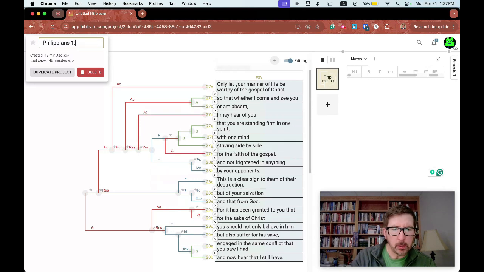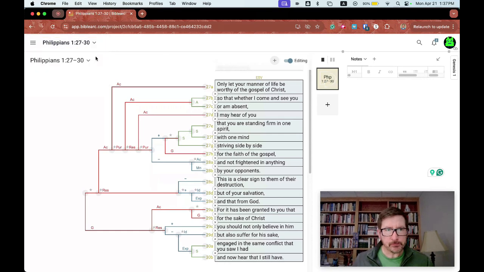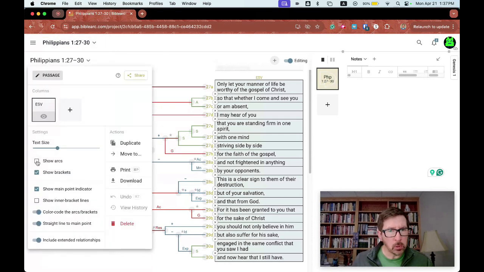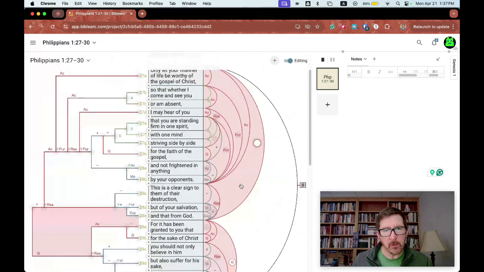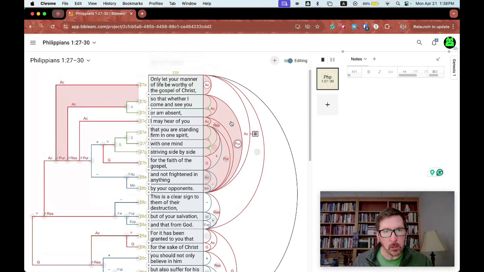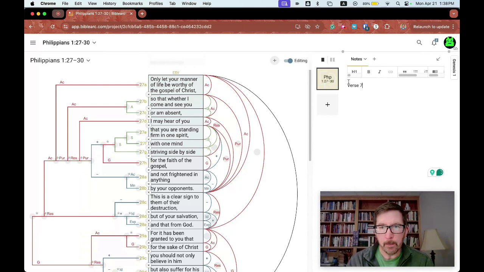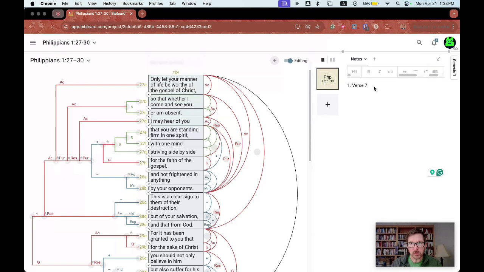Section 1, 27 through 30. Okay. And now we're going to show the arcs, because now we're able to kind of see our points here, right? So we could have this all being one point, this being another. I think, however, that this is all going to be one point. Verses 27. So we're going to over here say verse 27. Sorry if my camera's going to jump here, and I'm on a different keyboard again, just to make things easier. I'm going to make myself as small as possible.